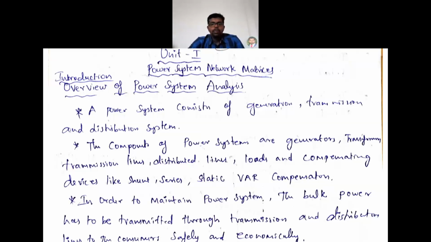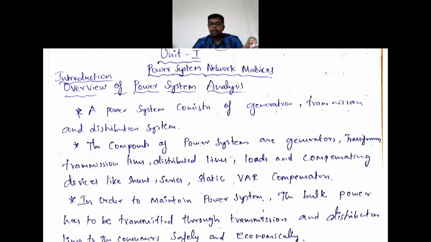We are going to see the overview of power system analysis. So, what is a power system? A power system consists of generation, transmission, and distribution. That combines your power system. What are the main components of power systems? They are generators, transformers, transmission lines, distribution lines, loads, and compensating devices like shunt, series, and static var compensators.